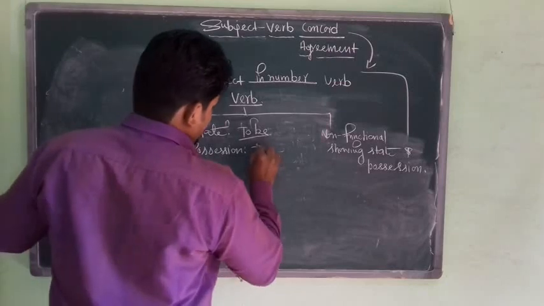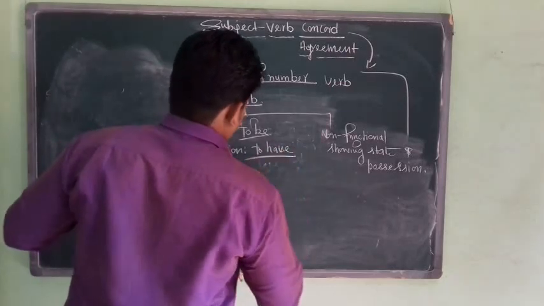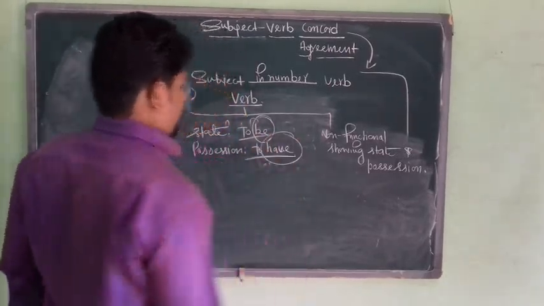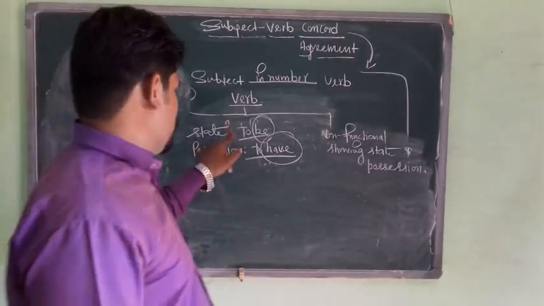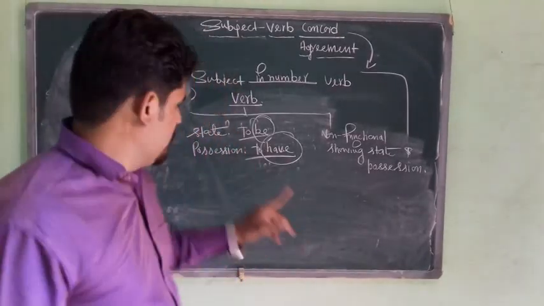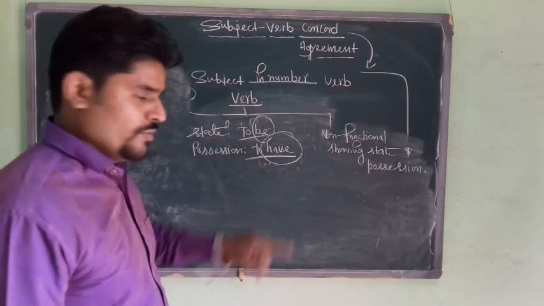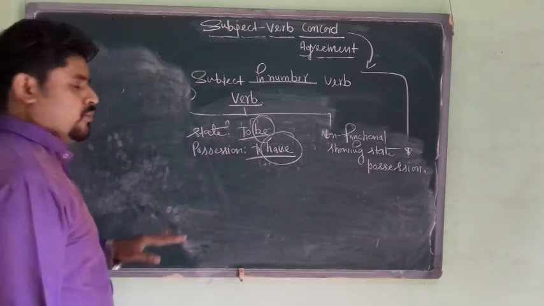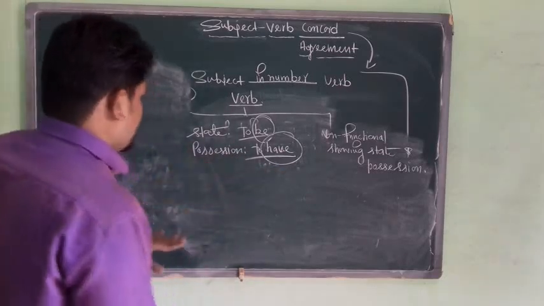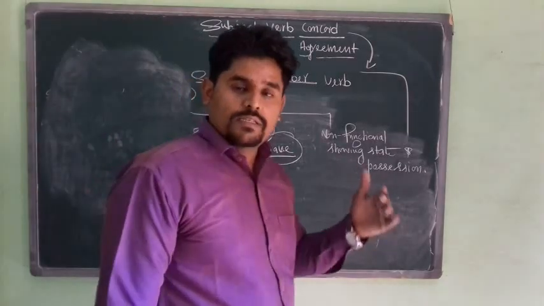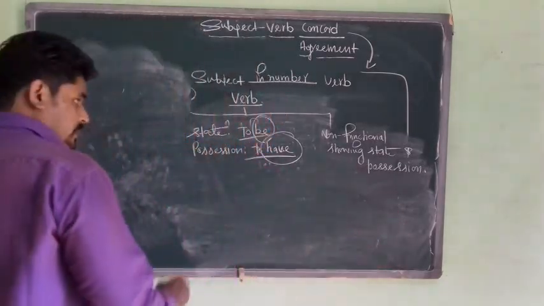is shown by the verb to have. Be and have are the verbs which show state and possession. Be shows state, have shows possession. Let me write 2 sentences so that we can understand how state as well as possession is shown.